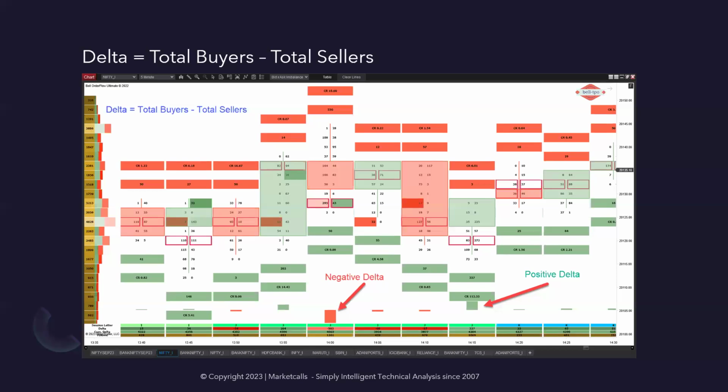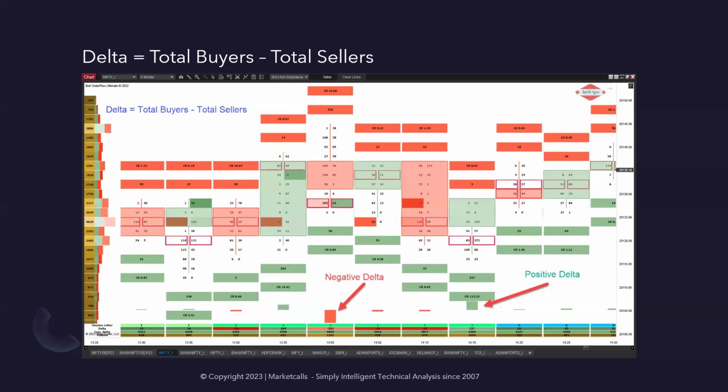Now, a few concepts before getting into the Friday order flow drill. One of the important concepts is the delta. Delta is nothing but the total number of buyers inside the candle minus the total number of sellers inside the candle. Basically, the difference between total buyers and total sellers.